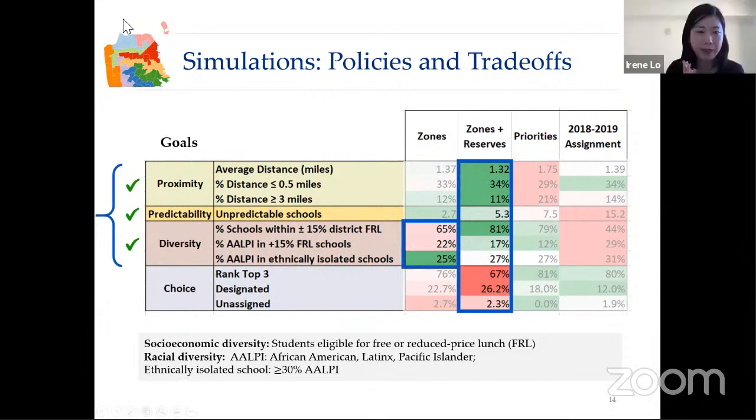Yeah, but that's a really good point. So we do look at choice. We look at the percentage of students who get one of their top 3 ranked schools. Okay. You can see originally it was about 80% of students. With just zones, it goes down a little bit to 76%. And with zones and reserves, it goes all the way down to 67%. Okay, so there's this extra 13% of students who are not getting one of their top 3 choices. They might be pretty unhappy.